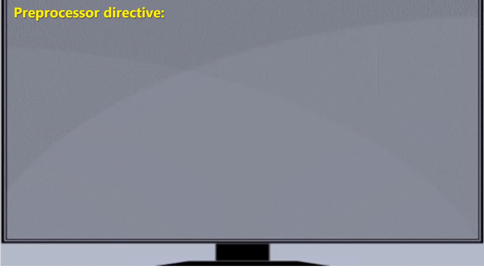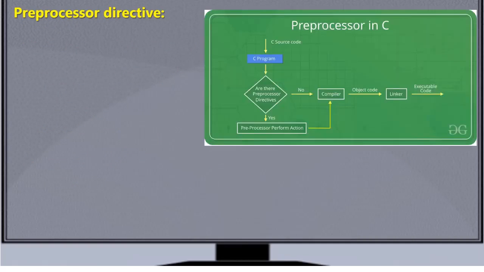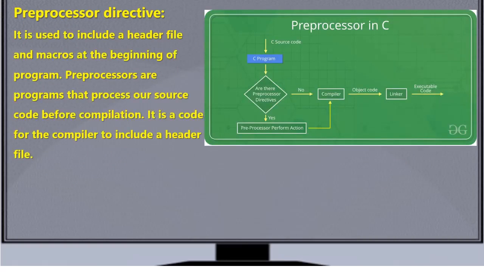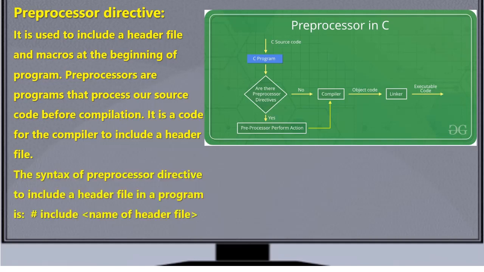Preprocessor directive. It is used to include a header file and macros at the beginning of the program. Preprocessors are programs that process our source code before compilation. It is a code for the compiler to include a header file. The syntax of a preprocessor directive to include a header file in a program is hash include, angle brackets, and the name of the header file.